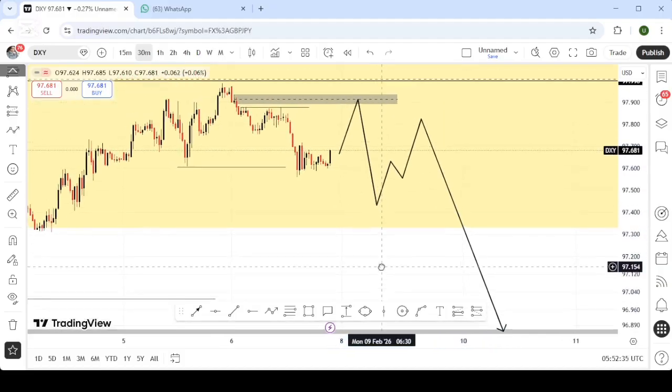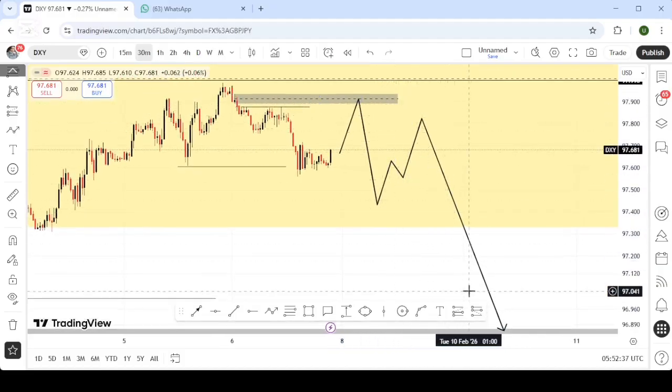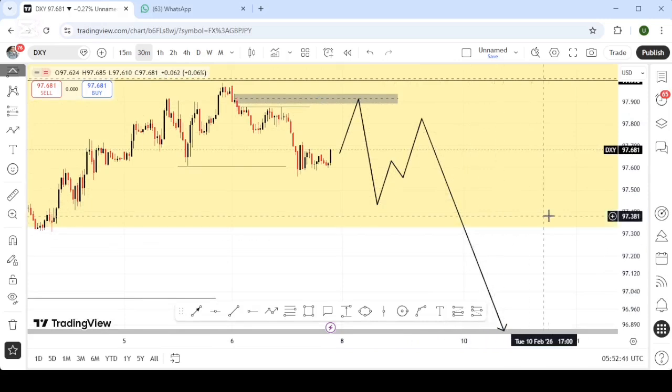So what I'm expecting for DSY is for price to drop all the way to the downside. I'm expecting DSY to sell. So I'm proceeding to Euro USD now to look for a zone to buy. No longer a zone to sell. Simple. I'm going to Euro USD now to look for a zone to buy, not a zone to sell.